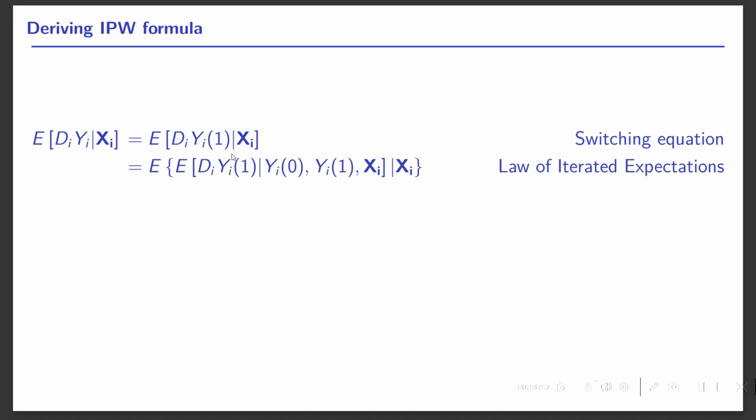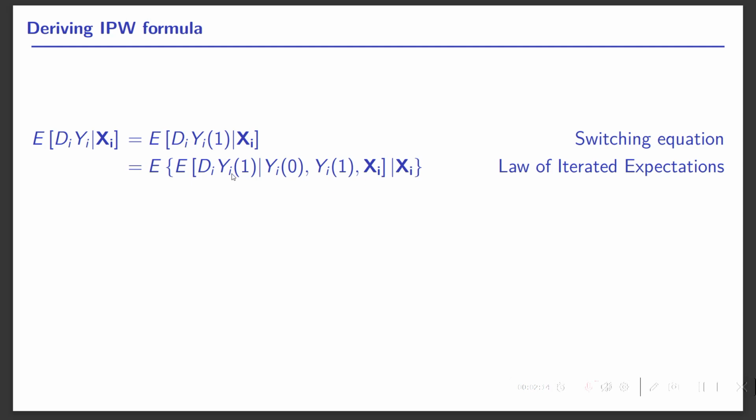Well, we start with this expectation. Now, the trick we had previously allows us to write this here. We then apply the law of iterated expectations. So now, in this inner expectation, we also condition on the potential outcomes. In this outer expectation, we still only condition on xi. This is the law of iterated expectations.